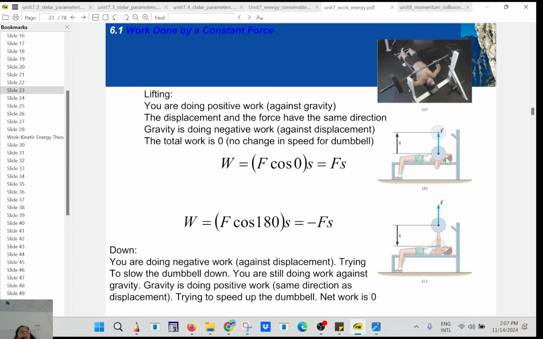So we talked about that when he's lifting the barbell, gravity is doing negative work, right? When he's lowering the barbell, gravity is doing positive work. So the net work will be 0.